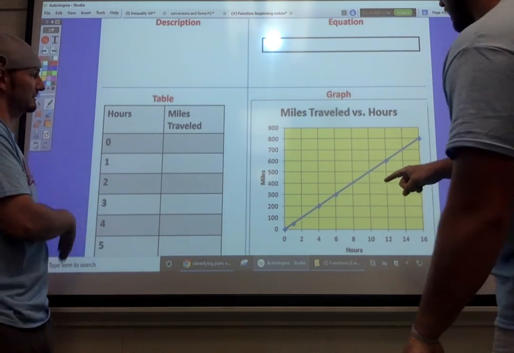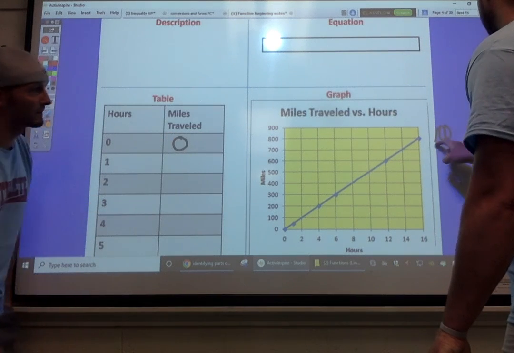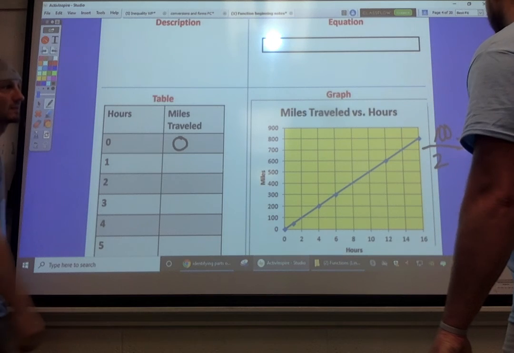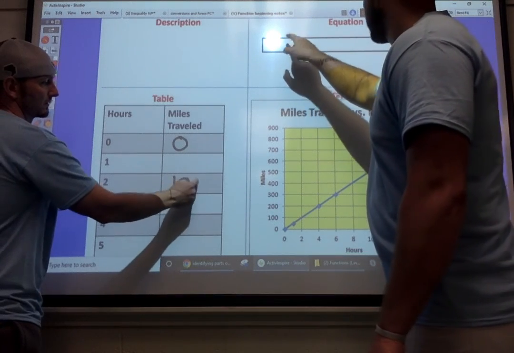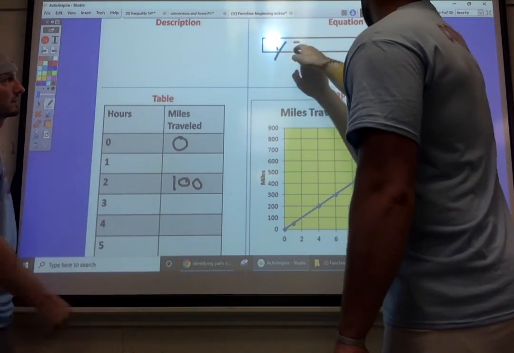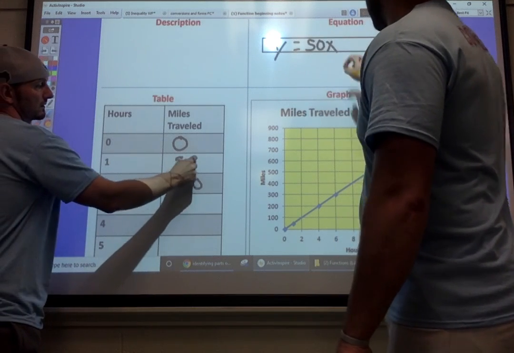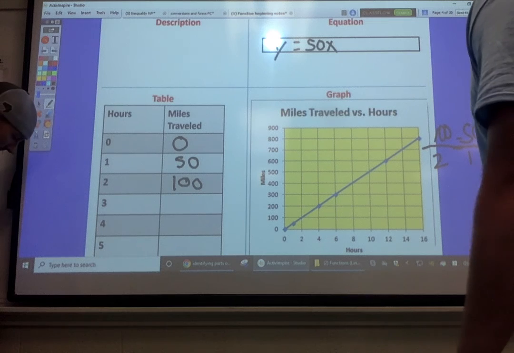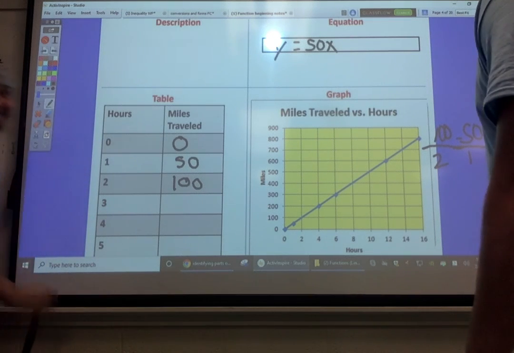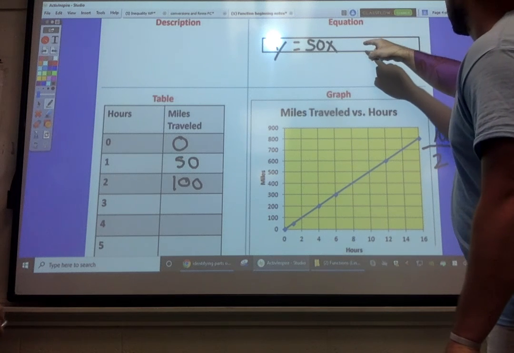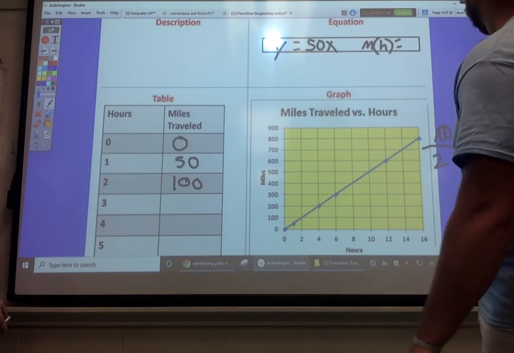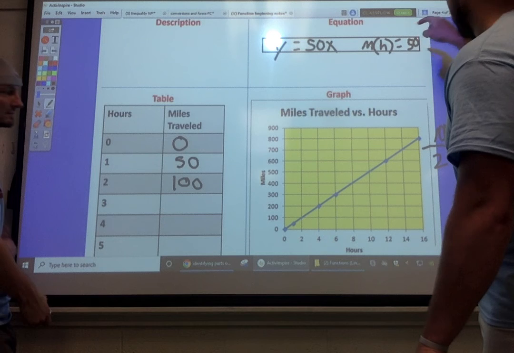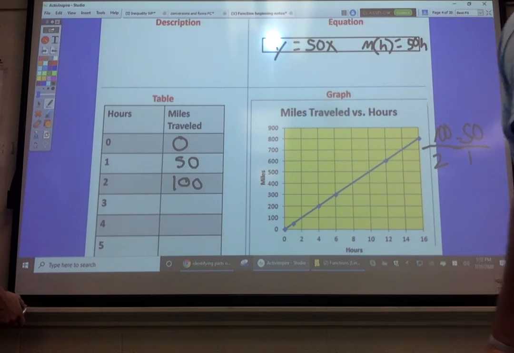So again, our y's is our 100 over our 2. So that's about 50 miles per 1 hour. So if we want to go ahead and write that up here in our equation, you can call it y equals, or you can change it to x. It can also be written as, let's see, miles would be our y, and hours would be our x. So we can also write that as miles equals 50 times hours. Might be kind of hard to see. So there's our equation. And now we can go over here and start filling our table.